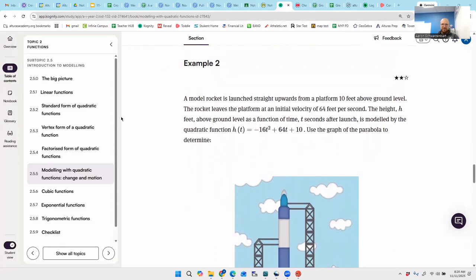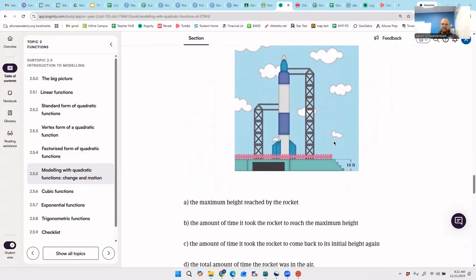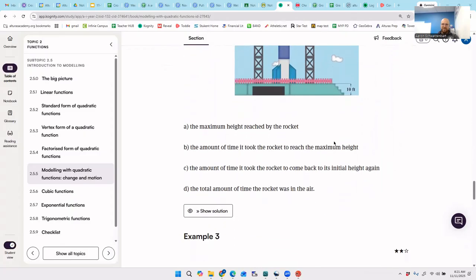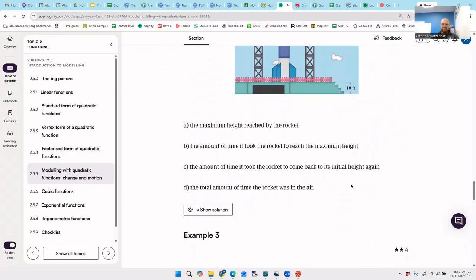Okay, here we have a model rocket launched straight upward from a platform 10 feet above the ground. The rocket leaves the platform with an initial velocity of 64 feet per second. The height above ground as a function of time t after the launch is modeled by this quadratic function. Use the graph of the parabola to determine all of these things.